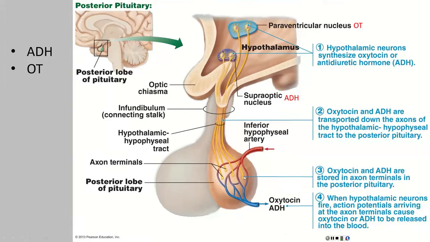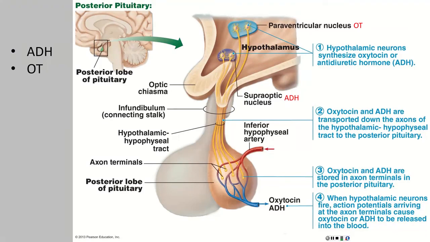Now, when we talk about the posterior pituitary, there are going to be two hormones that are associated with the posterior pituitary gland, and that's what I have over here on the left. It's ADH, surprise, surprise, that's the first hormone that we're going to talk about, and oxytocin, abbreviated OT. Now, most of the hormones that we talk about, we're going to use abbreviations. So make sure to familiarize yourself with those abbreviations. ADH, antidiuretic hormone, also called vasopressin or arginine vasopressin, and OT, oxytocin.